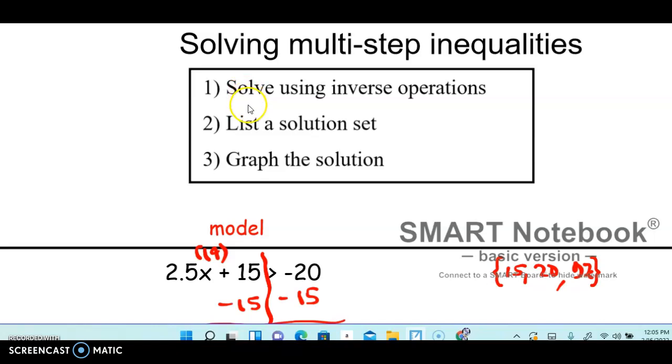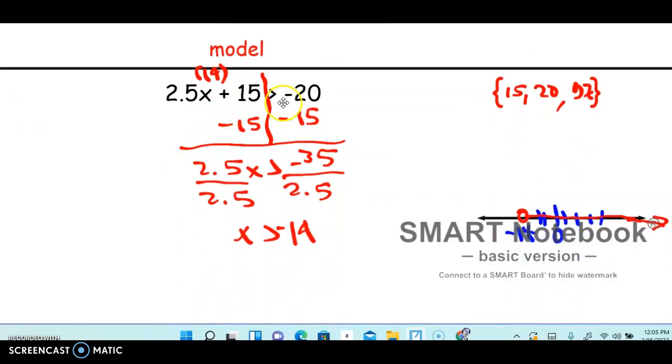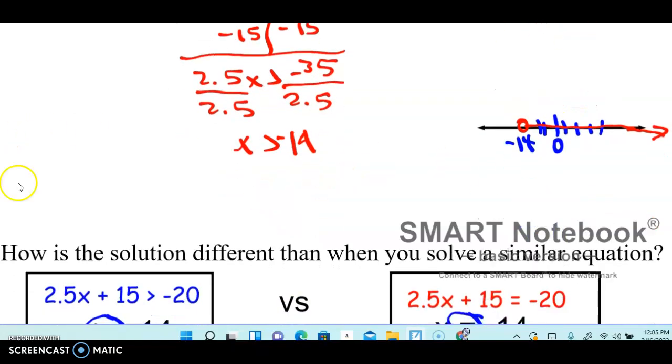Solving multi-step inequalities. Solve using inverse operations. List the solution set and graph the solution. You have 2.5x plus 15 is greater than -12. So you subtract 15 from both sides and you get 2.5x is greater than -27. Divide both sides by 2.5 and you get x is greater than -10.8. The numbers that would be greater than -14 would be 15, 20, and 97. And on my number line, -14 is my target number. It's an open circle and it points in the direction of the greater numbers.